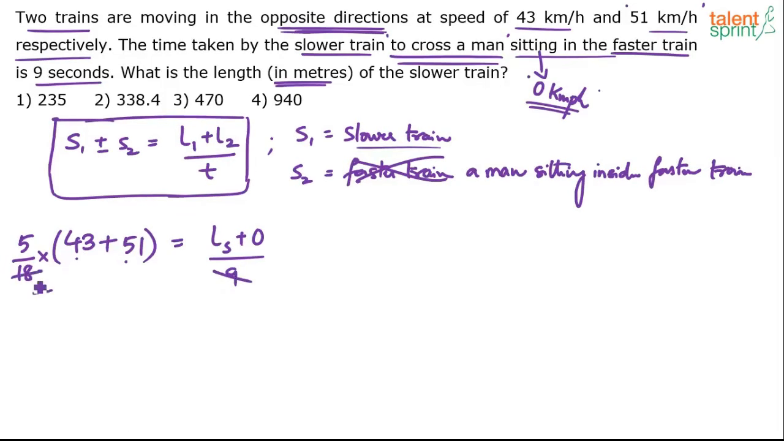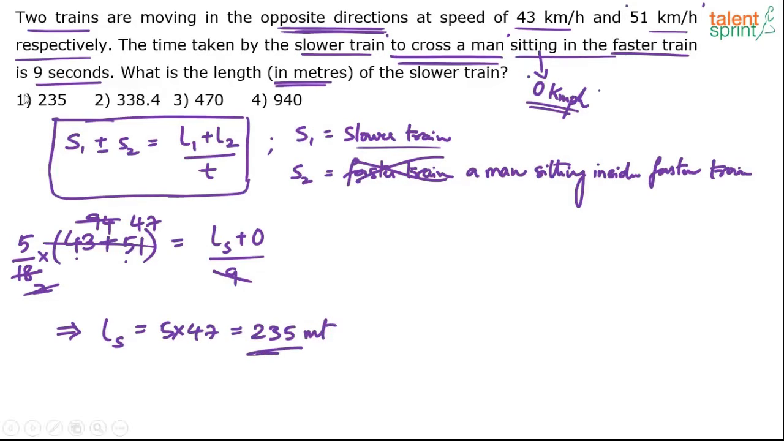So 9 here goes 2 times. 43 plus 51 is how much? 94, right? 94 by 2 is 47. So the length of the slower train is going to be 5 into 47. 5 into 47 is 235. 235 meters. Option 1 is going to be the answer. Again, it's not a lengthy solution. All you will put on paper is these two steps. Don't write the formula and waste your time. Option 1, 235. Okay. Is that clear to all of you?